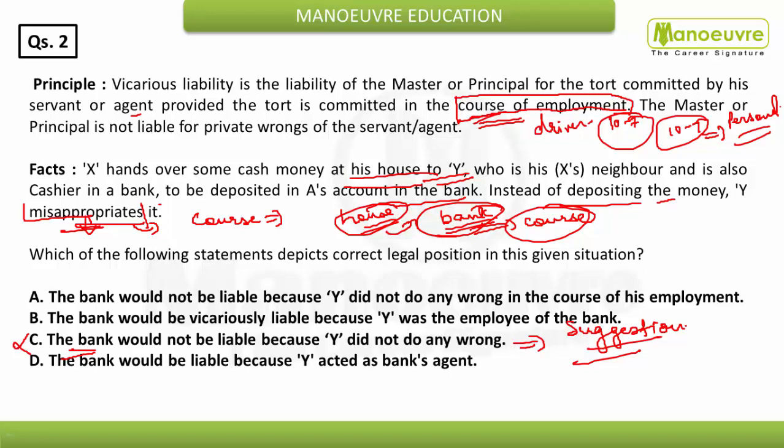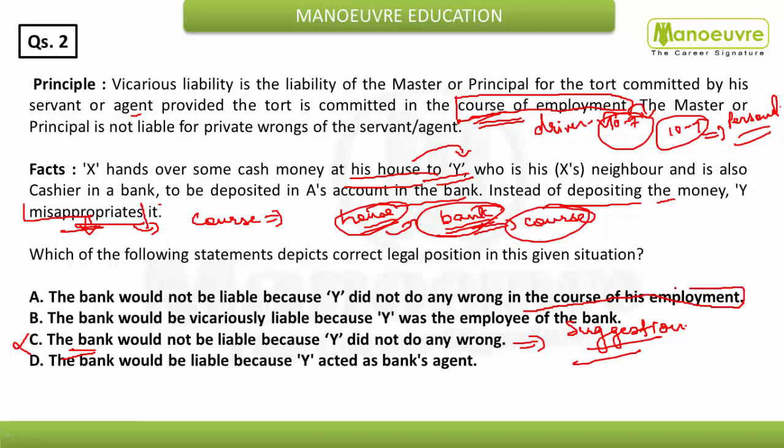You have to understand, because it is not during the course of employment. As I told you, the example of the driver: what the driver does before 10 o'clock and after 7 p.m. in the evening is not the master's purview, correct? The same way over here, if they are giving anything in a personal capacity, how can the bank be held liable? The bank would not be held liable because Y did not do any wrong in the course of his employment.